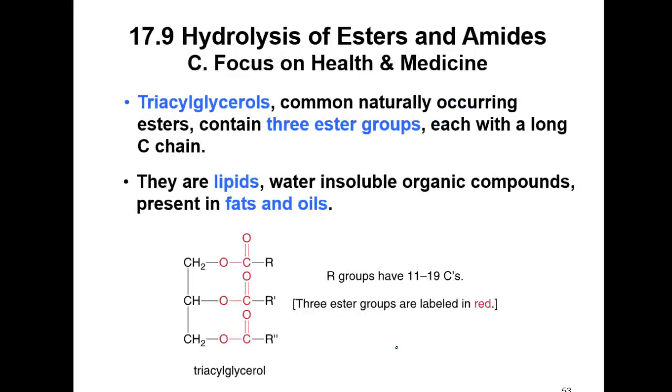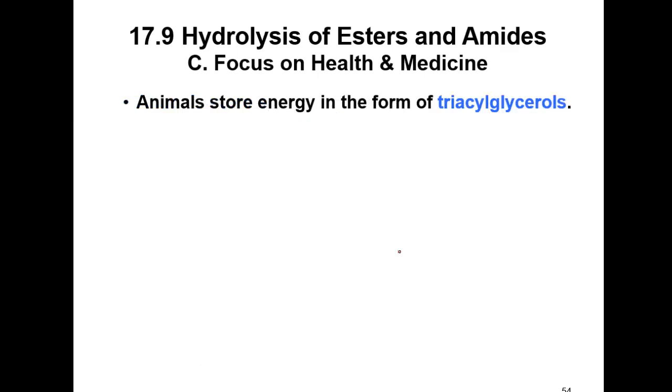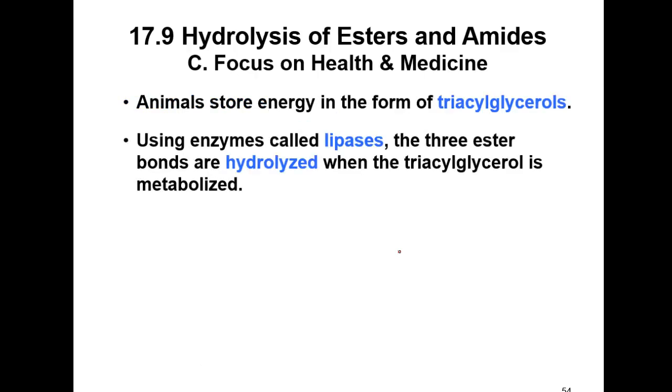Okay, so just to give you some real life examples, triglycerides, or triacylglycerols, also known as triglycerides. They're commonly naturally occurring esters. They're called triglycerides because they have 3 ester groups. A triglyceride is basically this group, but you have these big, long, fatty tails. That's why triglycerides are considered fat. They are lipids. This is what lipids are. They're water insoluble, found in fats and oils. Animals store energy this way. Again, triglycerides. They're calling them triacylglycerols, but they're really called triglycerides.